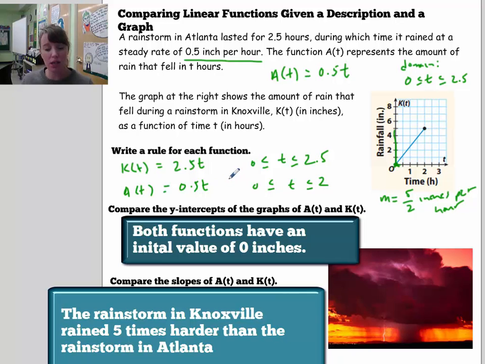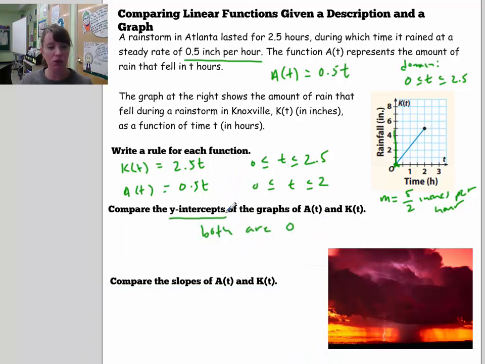Okay, so that's another way of comparing them. You can compare their initial values, you can compare their slopes, you can compare their domain and range like we've seen before. Depending on what the question asks you, remember the way that you compare something though is that you don't just state the value of one and the value of the other. You say things like greater than, it's equal to, it's less than, it rained harder. You can use terms like it rained 5 times harder in Knoxville than Atlanta. You can use the idea of comparison that you write in essays for English in terms of comparing functions in mathematics.